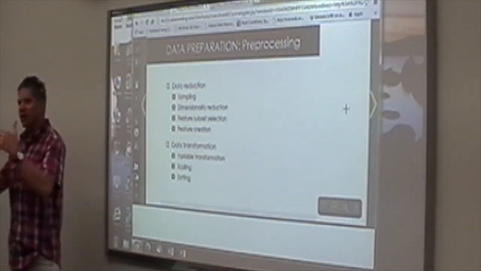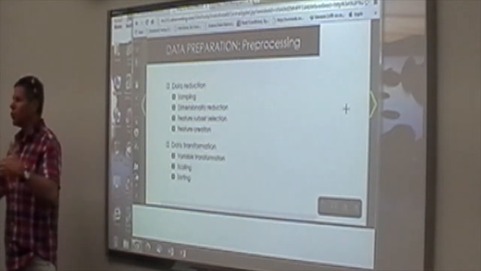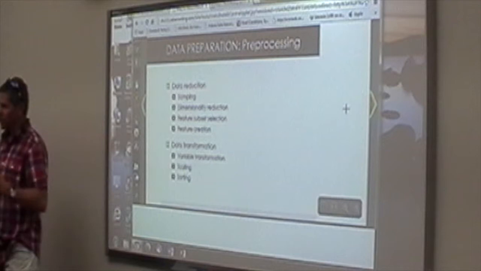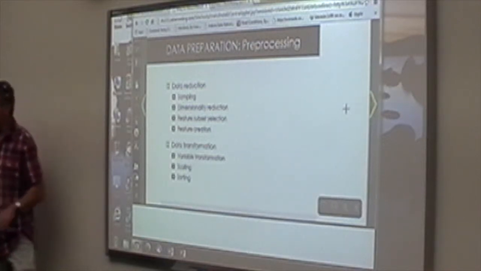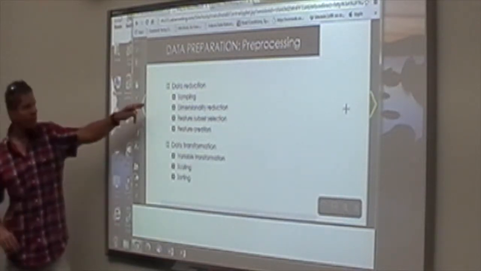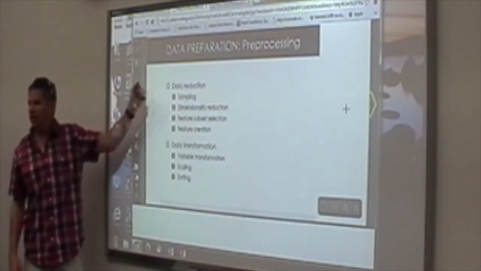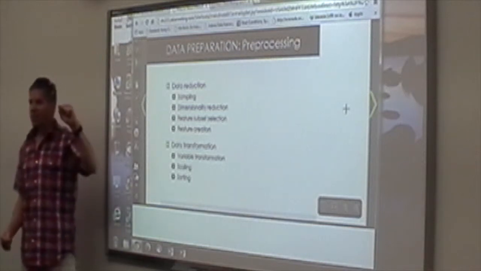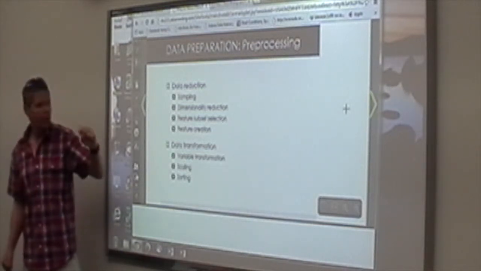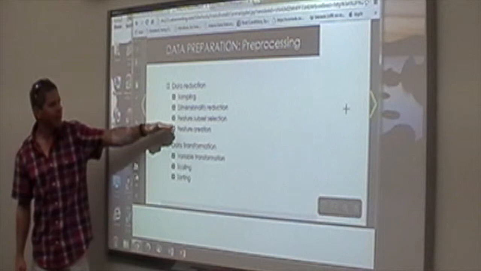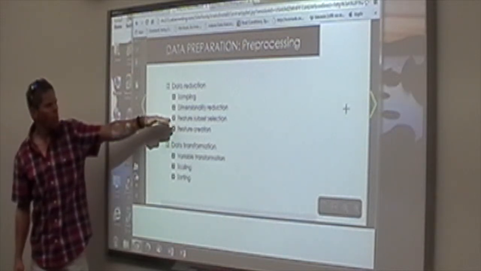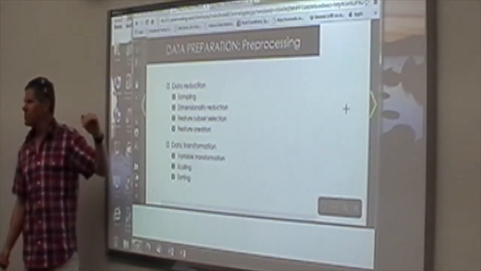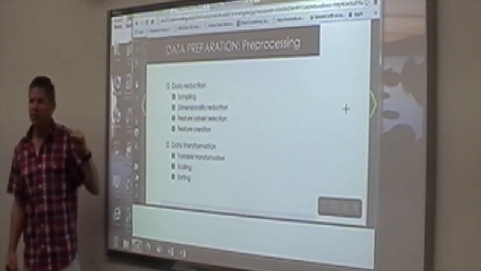So we might be interested in reducing data to a manageable level, and it's going to be faster and so forth. Again, we've got a number of different techniques here. We can use sampling methods; we don't use all the data. We can use dimensionality reduction, and one sort of dimensionality reduction is feature subset selection.